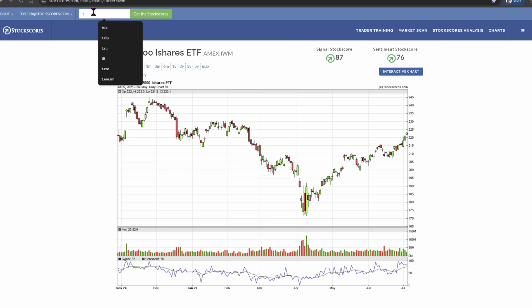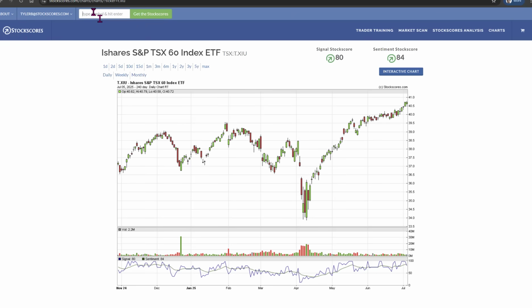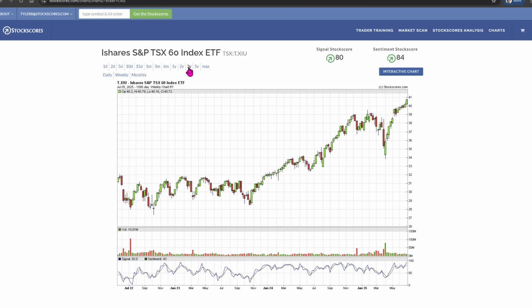Let's turn our attention to the Canadian market now, T.XIU. Breaking to new highs, bottoms are rising, buyers are in control. Look at the 3-year chart. It's a good chart for a hold. Chasing here, a little risky.